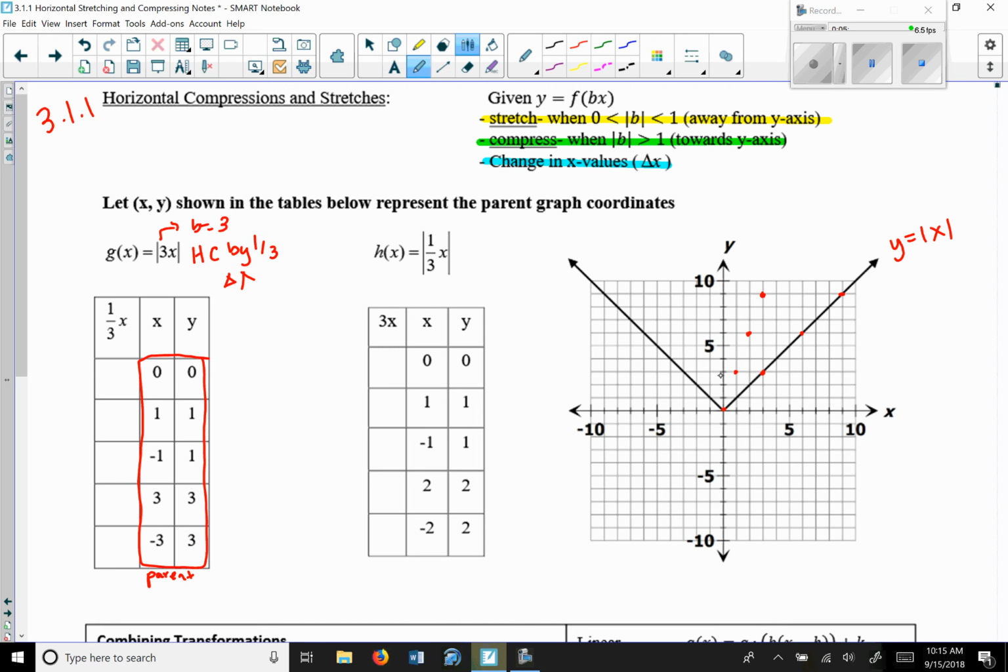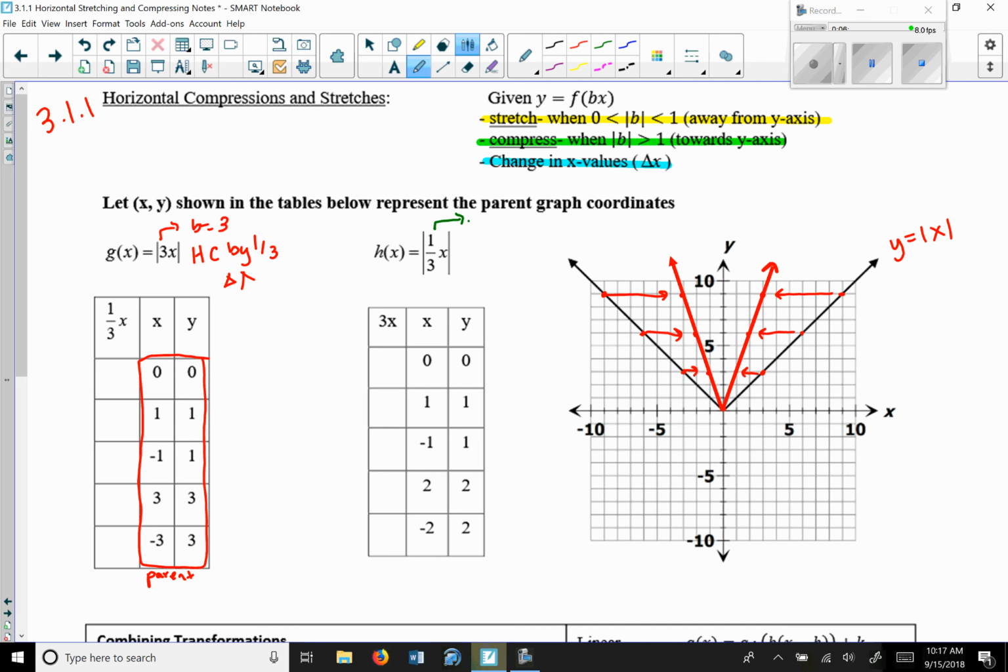And we can do that on the negative side as well. So this is an x value of negative 3 times a third, which gives us negative 1. And negative 6 divided by 3 would give us negative 2. And negative 9 divided by 3 would give us negative 3 for an x value. So notice that our y values stayed the same, but we horizontally compressed our graph in by a third by changing our x values only. And so now I have my horizontal compression by a third. So let's go ahead and look at the next graph, h of x.